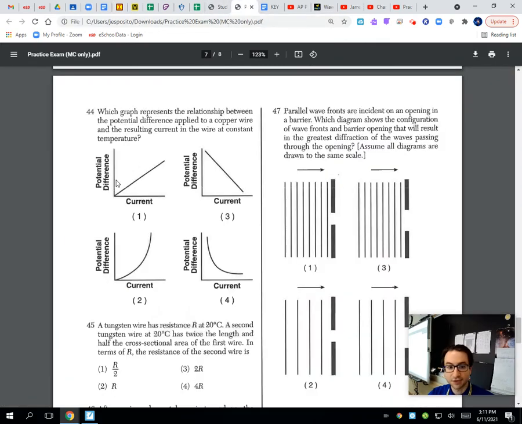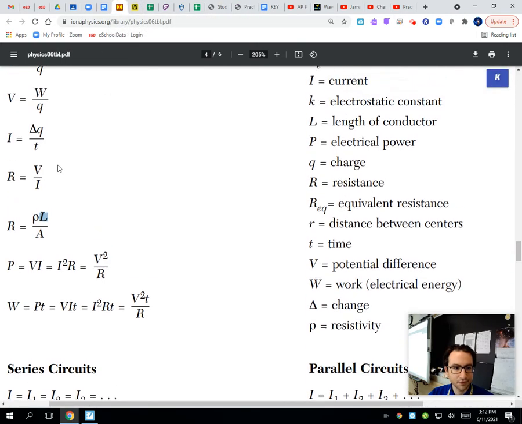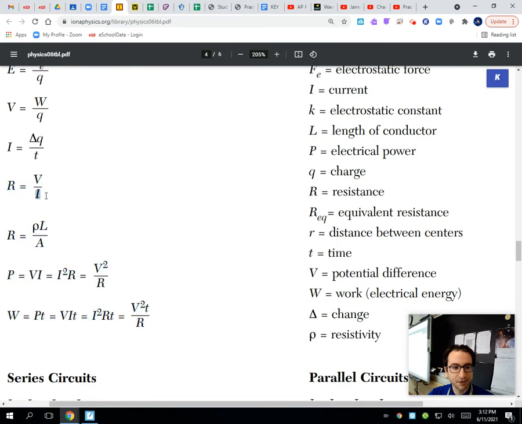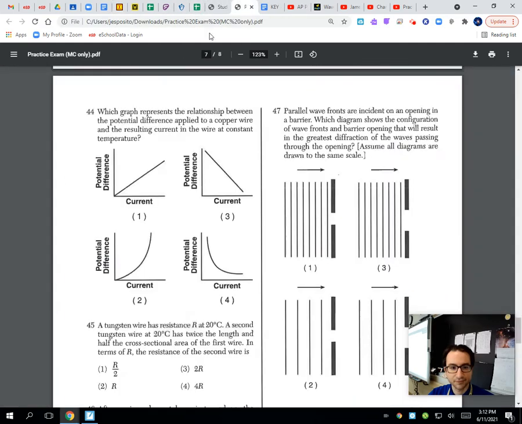Potential difference is voltage. Current is, well, I. So essentially these graph axes say V and I. The relationship between V and I is R, resistance. This is Ohm's law, right here. So the slope of these graphs should be resistance. V on the y-axis, I on the x-axis.